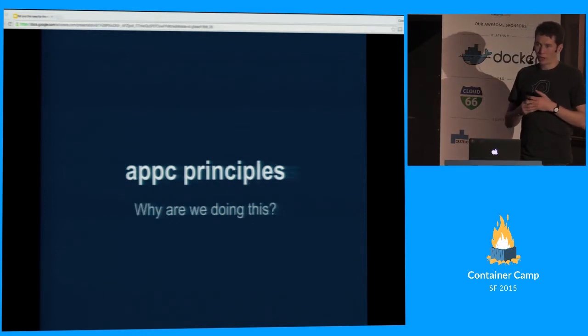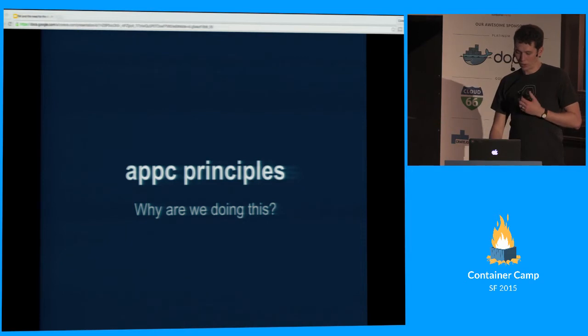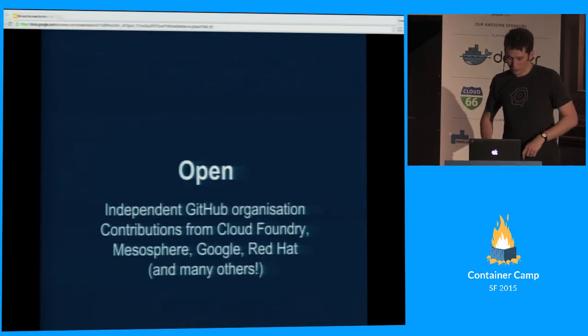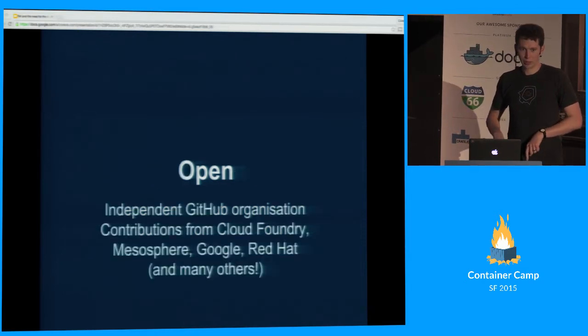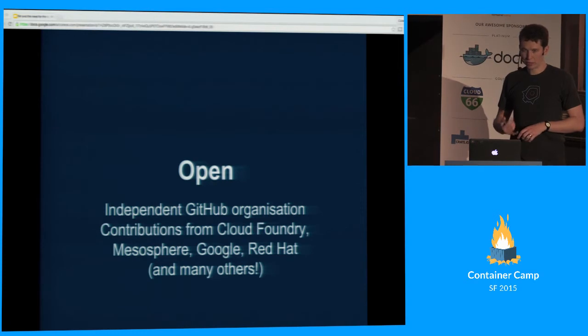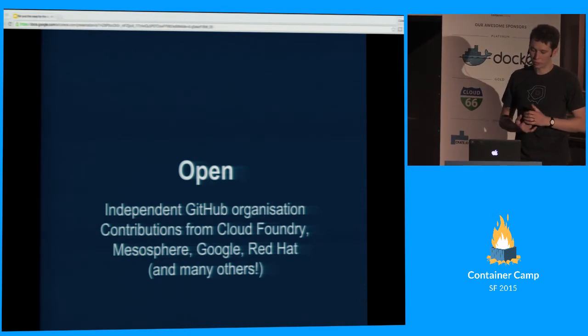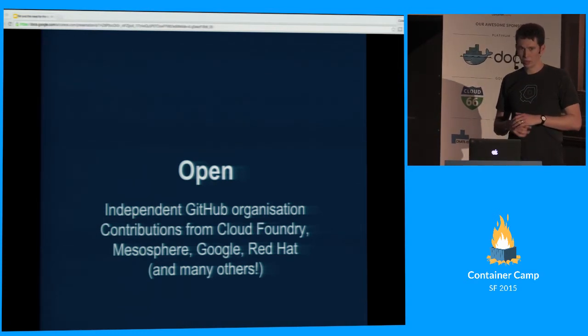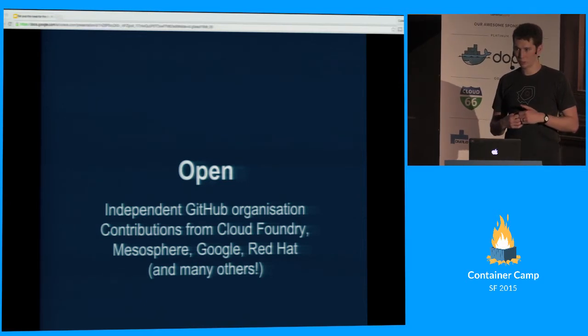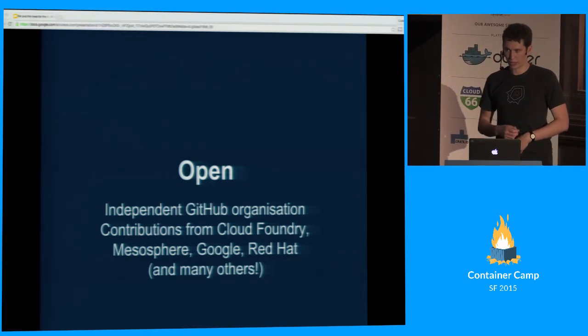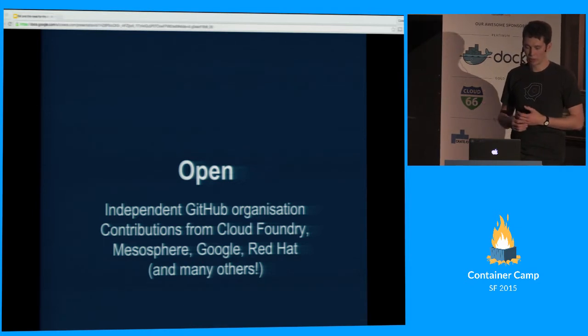So why did we build this? Why is there a need for this? We wanted to have an independent group and an independent specification, independent of any implementation. We've taken contributions from Cloud Foundry, Mesosphere, Google and Red Hat engineers on these teams, and many others. We have a governance policy. We want to bring on maintainers as more implementations of the specification pop up. There's a handful that I'll cover in a moment.